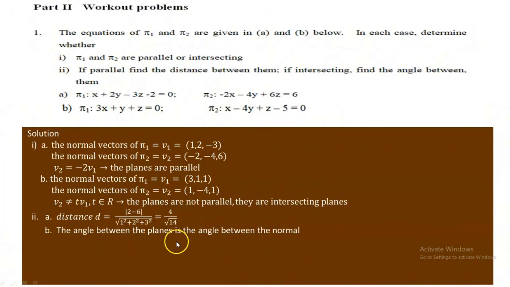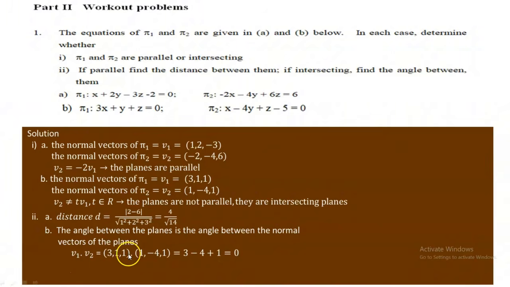How about the angle between the two planes? The angle between the two planes is nothing but the angle between the two what? Vectors. So the vectors are given above, so we need to determine the dot product of the two. It is obtained to be (3, 1, 1) dot (1, -4, 1), and it's obtained to be 0. So no need of calculating the norm here.